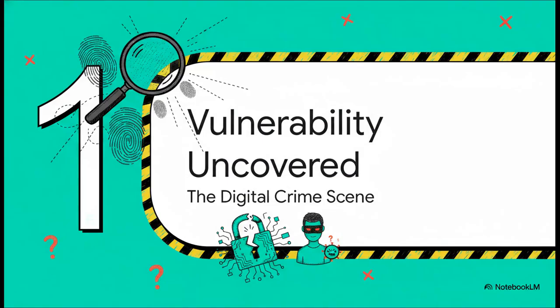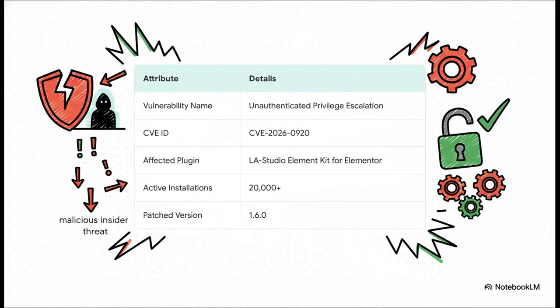So how did anyone even find this? Well, let's treat this like a digital crime scene and start examining the evidence that was left behind. Okay, so here's the official report. The vulnerability's technical name is unauthenticated privilege escalation, which is just a fancy way of saying someone can make themselves an admin without proving who they are. It was found in the LA Studio Element Kit for Elementor, a plugin running on over 20,000 websites. But the most crucial detail on this slide? That patched version number, 1.6.0.